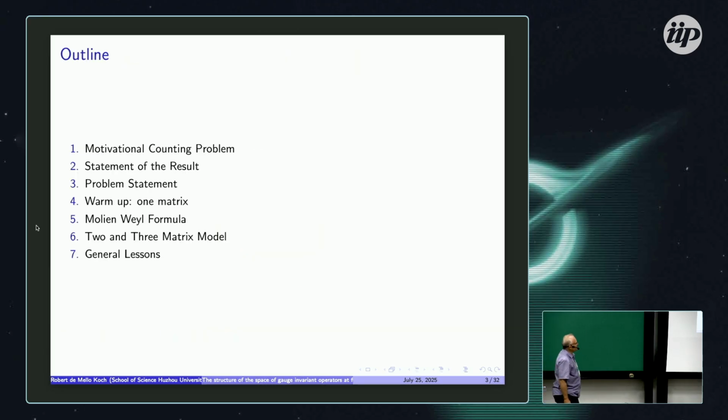I'm going to start off by describing a counting problem that is going to motivate most of what comes. Then I'm going to tell you what the result that we obtained is. I'll then give you a careful problem statement that I will solve in the case of one matrix, and then with the help of the Molien-Weyl formula, I'll solve it for the case of 2 and 3 matrices, and then I'm going to summarize some general lessons that we get from this work.